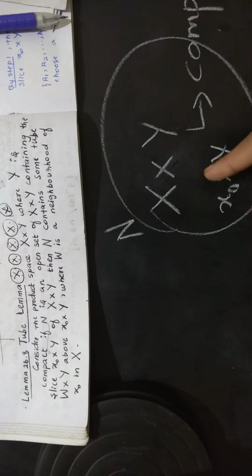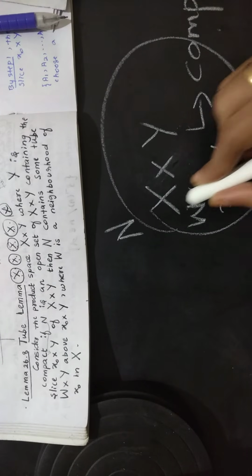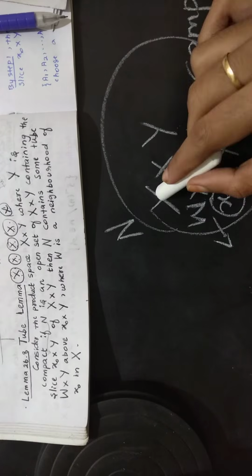If these conditions are there, then N contains some tube, that is, inside N you will have a tube. Where do you have the tube? Above this slice. Okay, above this slice you will have some tube. The tube is W cross Y, where W is a neighborhood of x naught. Okay, x naught belongs to this capital X. Okay, this is the statement.